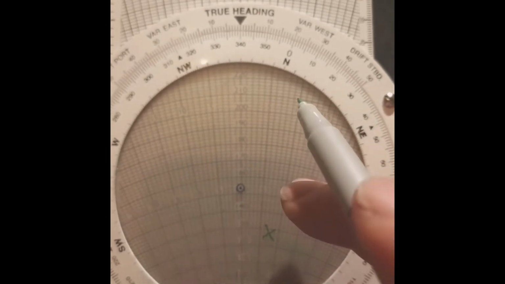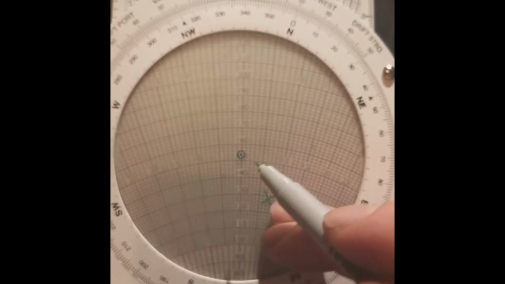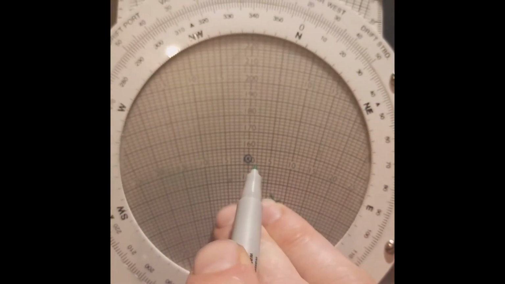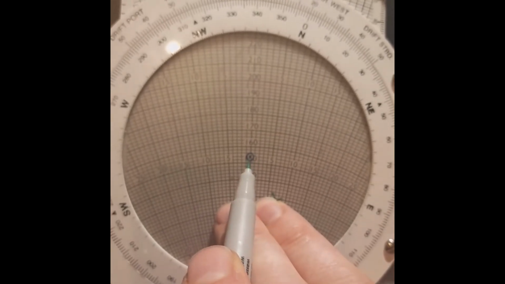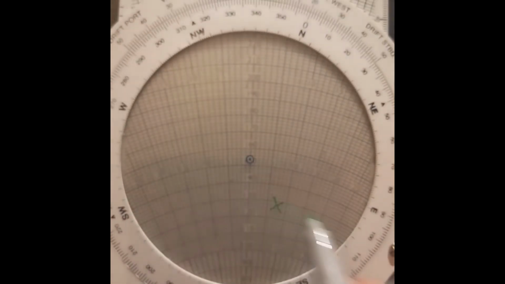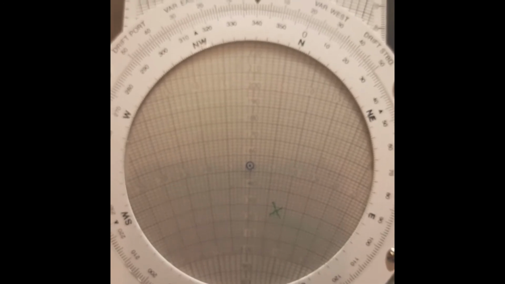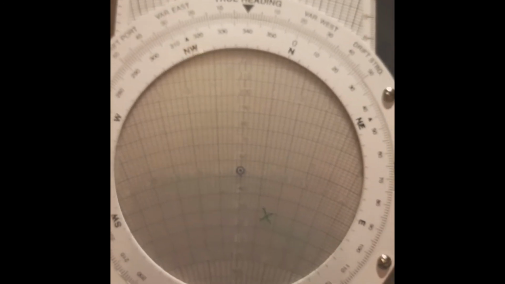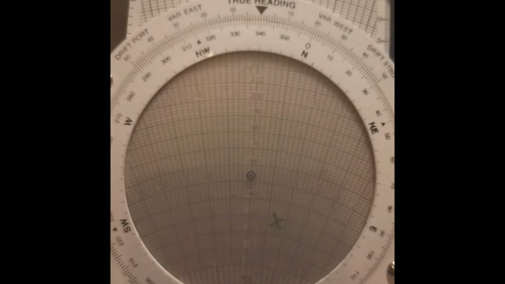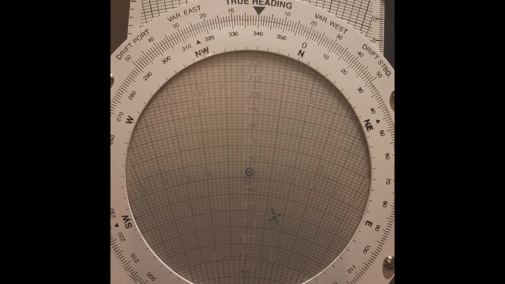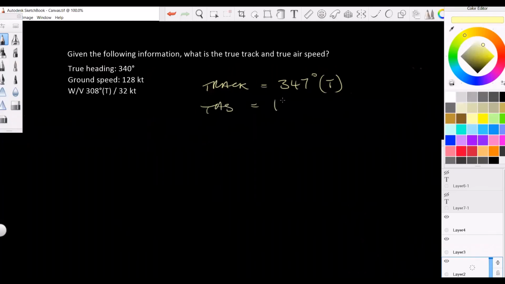And so 7 degrees starboard drift. And the center mark is giving us the TAS, and it looks like about 153 knots in this case. So we have a TAS of 153 and a track of 347. TAS equals 153 knots. And so that's how we answer this question.